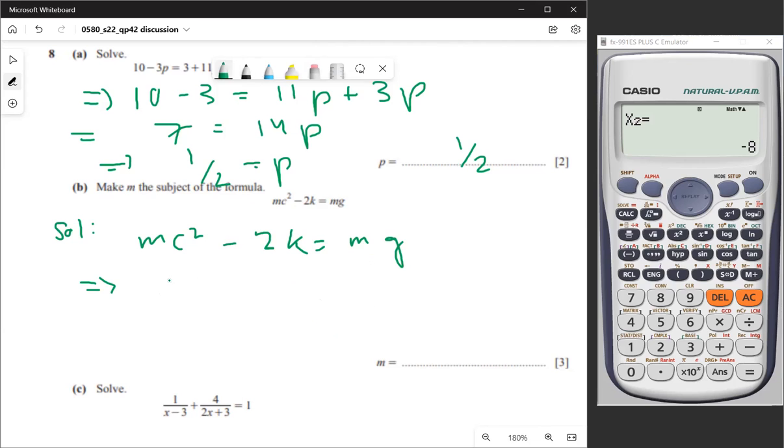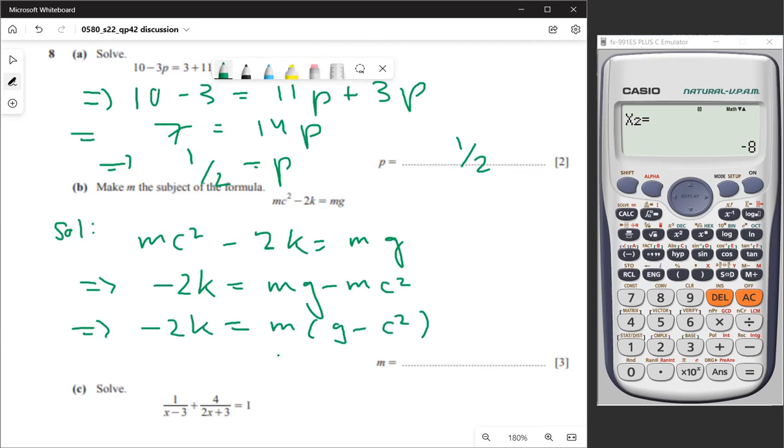Okay. So now what we have to do is, one second. What we do first is we keep this as 2k. We take mc squared to the other side: mg minus mc squared. We take m common. m is g minus c squared. Therefore, m is equal to minus 2k by g minus c squared. Right, that's the actual correct answer. Now, any doubts, guys? Come on. No, okay.